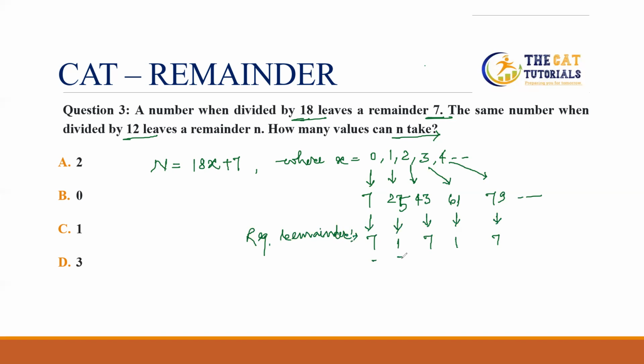So if your question is how many values the remainder can take, definitely it can take only two values, 7 or 1. So the answer of your question is 2. This is the answer of the question.